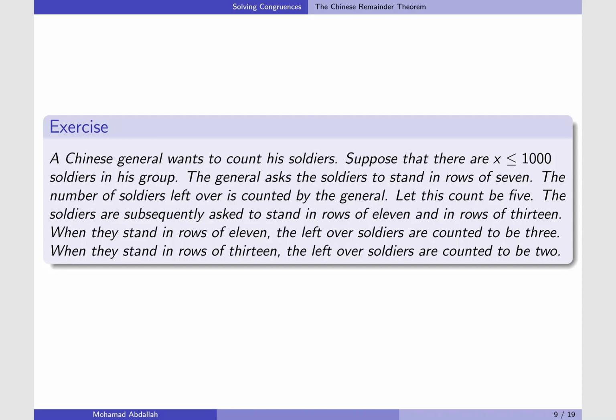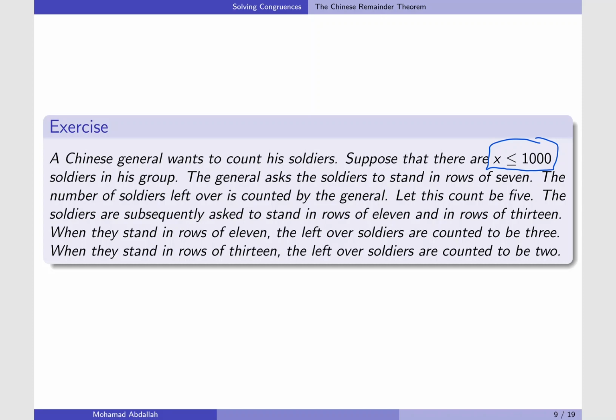Consider the following example first. We have a Chinese general that wants to count his soldiers. Suppose that we know that there are X soldiers and this X is less than 1,000 soldiers. So the general asks the soldiers to stand in rows of 7. When the soldiers stand in rows of 7, the number of soldiers left over was counted by the general and it was 5. So he only counted the leftover.